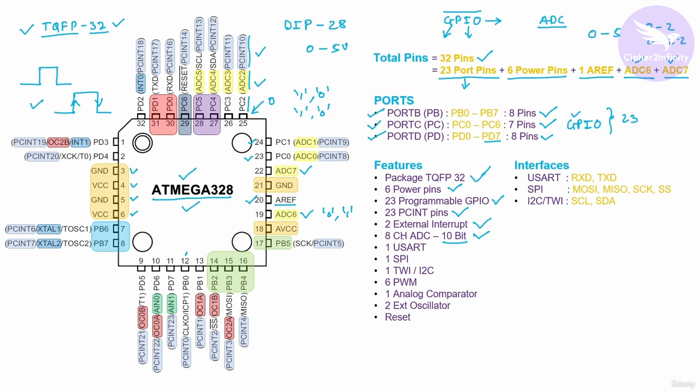So at this moment you just remember there are a total of 8 ADC pins in this controller, and it supports 10-bit resolution. Then the next feature supported by this controller is USART. These are the pins of the USART interface, RX and TX. USART stands for Universal Synchronous Asynchronous Receiver Transmitter.